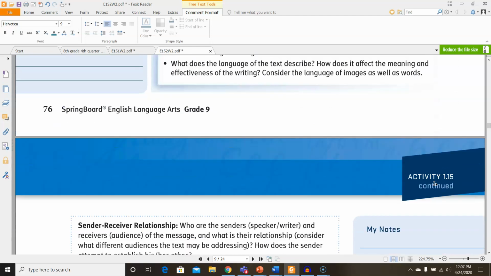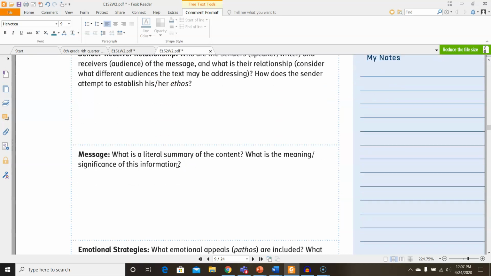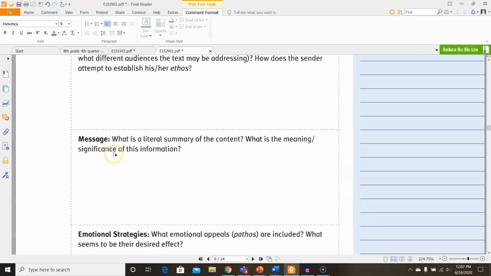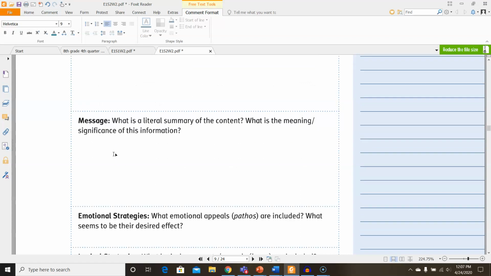So that's the SMELL strategy, and here's the chart. So sender-receiver relationship. So you're going to be looking for these questions that I just went over. Write it in that box below. Same thing for each of these different sections. They might add a few additional details. Just read through these questions and answer them to the best of your ability according to the text.